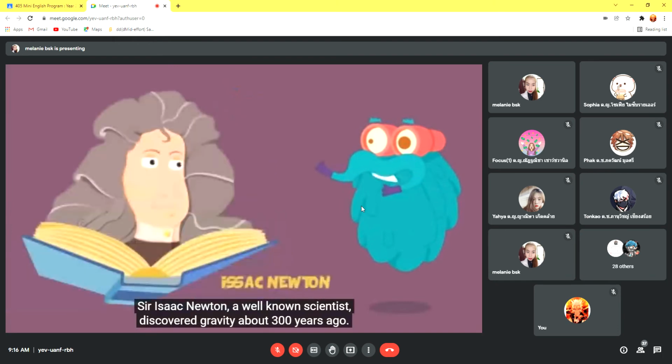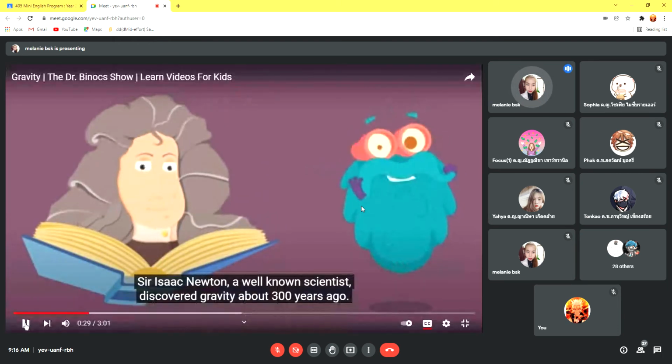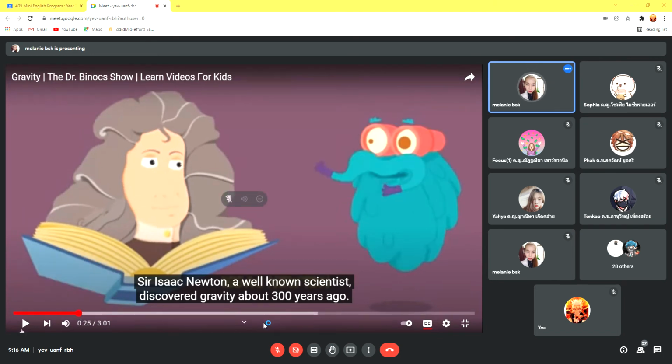So Isaac Newton, a well-known scientist, discovered gravity. Okay, so this is Sir Isaac Newton, who discovered gravity. This one is a little bit late. Can you see Sir Isaac Newton? Anyway, that is not the real image of Sir Isaac Newton. It becomes a cartoon image. Okay, so Sir Isaac Newton discovered gravity. How did he discover gravity?